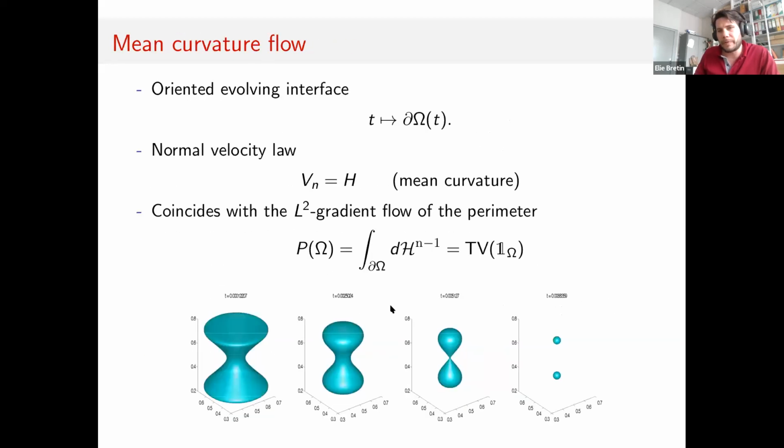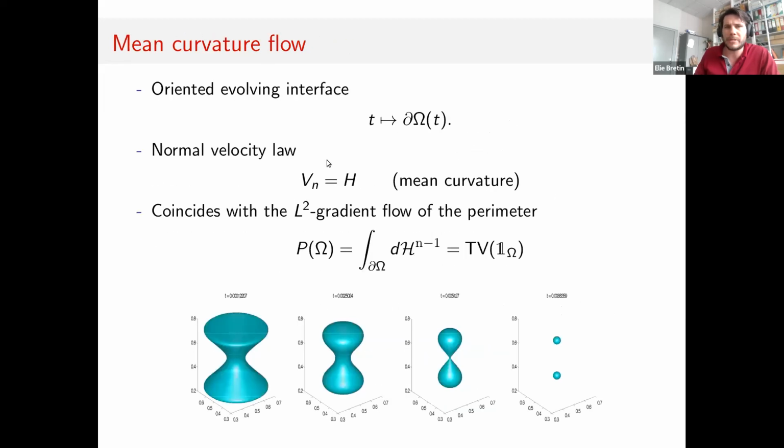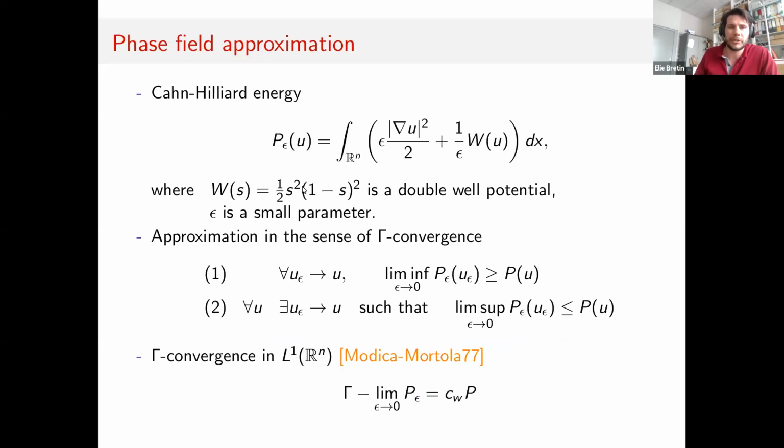There are a lot of numerical methods to do this: parametric approach, level set. Here we focus only on the phase field method, which is a variational method which consists in approximating the perimeter with an energy in the sense of gamma convergence. This approximation is given by the Cahn-Hilliard energy, where epsilon is a small parameter and W is a double well potential which vanishes at 0 and 1. We have a result of gamma convergence of P epsilon to the perimeter in L1, and it is proved by Modica-Mortola.